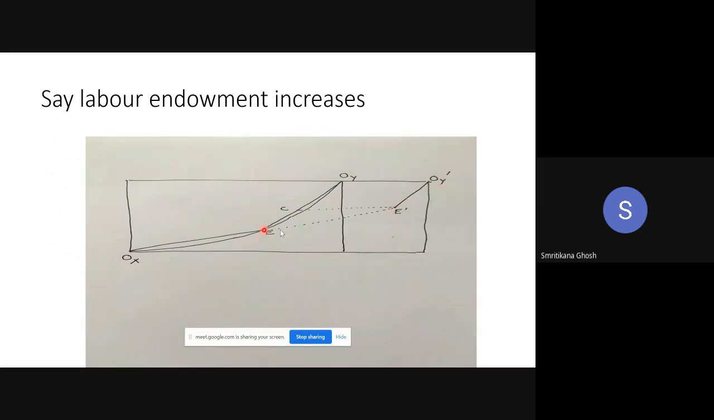If you compare E and E dash, you can understand the amount of X produced at E is increased at E dash, but the amount of Y which was produced at E is reduced at E dash. Okay, so the diagram is also helping you to understand the Rybczynski theorem.